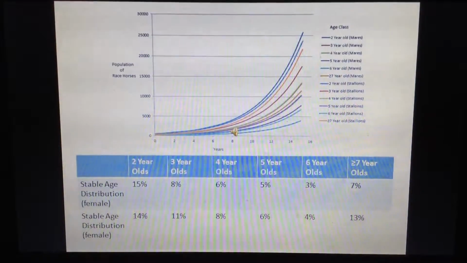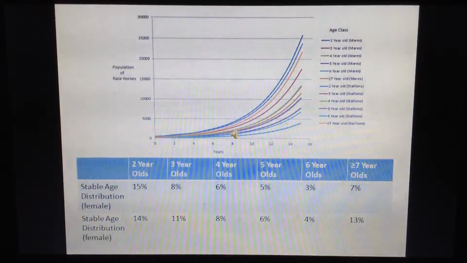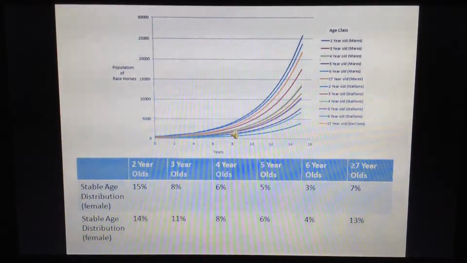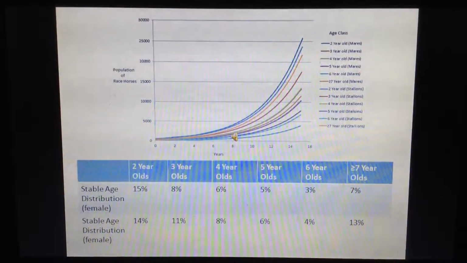This graph shows that the population of racehorses for both males and females is increasing. This increase looks to be demonstrating an exponential growth for both sexes across all age classes, although some age classes are increasing more rapidly than others. It has been shown that the population of racehorses is increasing at an apparently exponential rate.